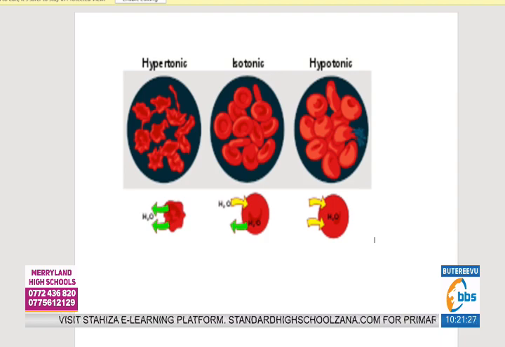So here, the concentration of water and salts in the red blood cell, inside the cytoplasm of the red blood cell, is the same as that outside the red blood cell. And so there is no net movement of water molecules from one region to another. That means that there is no osmosis taking place in isotonic solution.